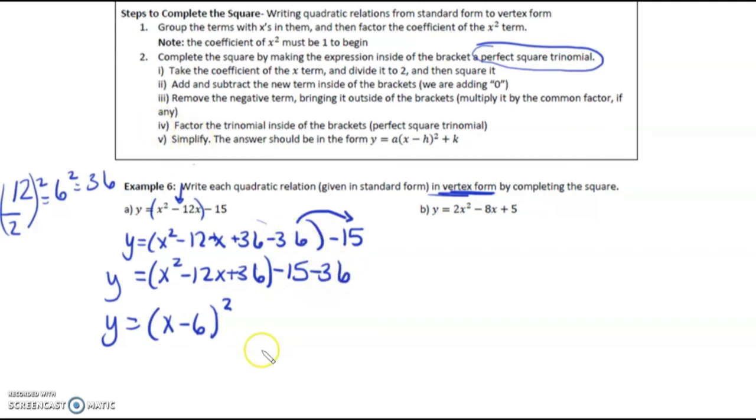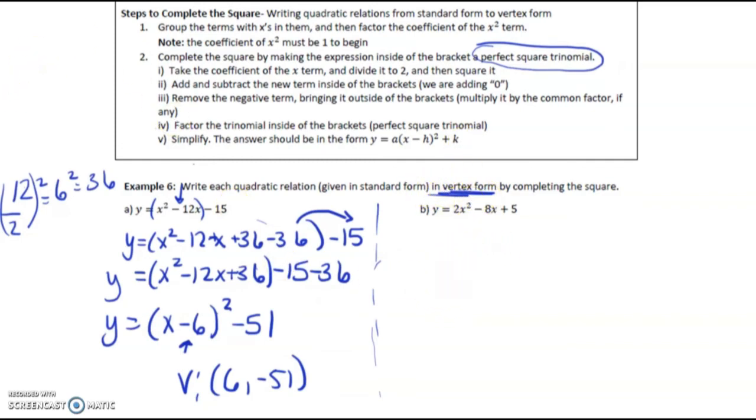And that's step 5, just simplifying that outside. Okay, so if we were asked for the actual vertex, it would be 6, comma, -51. Remember, this h, we flip the sign. Okay, and that's how we go from having any quadratic equation in expanded form into vertex form.